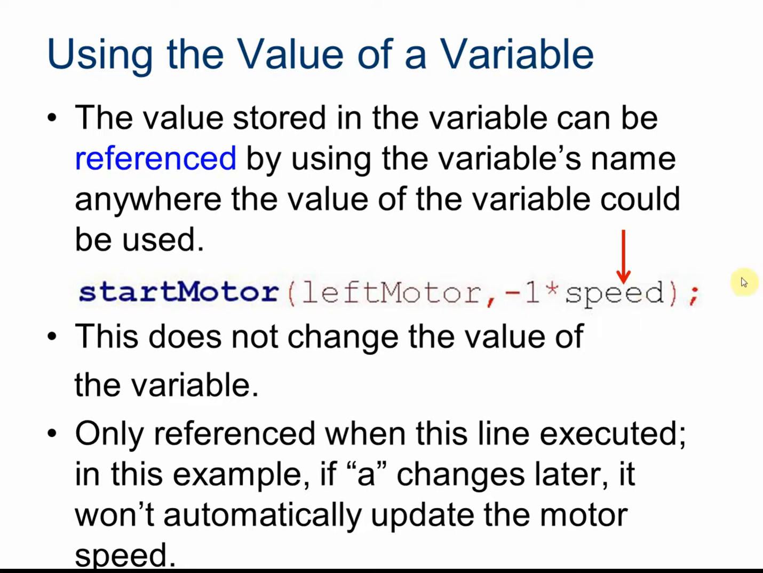And also, it's important to note that it's going to run this line, and the compiler is going to run this line. It's going to move on. If I change speed later on, it'll only do anything with the motor if I run this line again. Otherwise, it's not going to do anything.